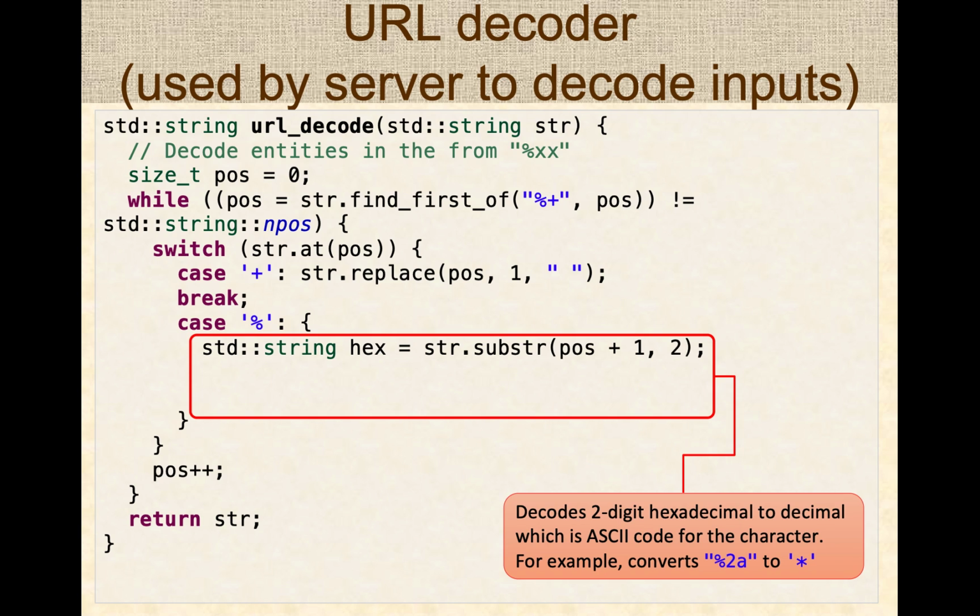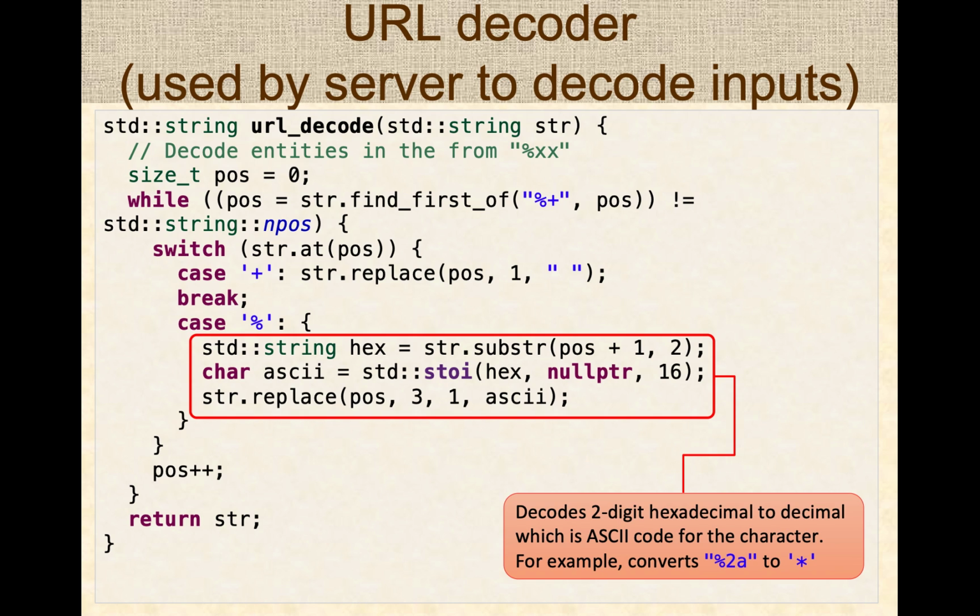First, we take the two characters. Here in this example, we'll take 2a and store it as the hexadecimal string. Then we will decode the string. Notice that there's a base 16 to convert it to a decimal value, which is then stored in a character, interpreting that value as a character. And then we replace three characters, in this case %2a, with one character, which will be the star. And this is how the decoding is done. Pretty relatively straightforward logic.